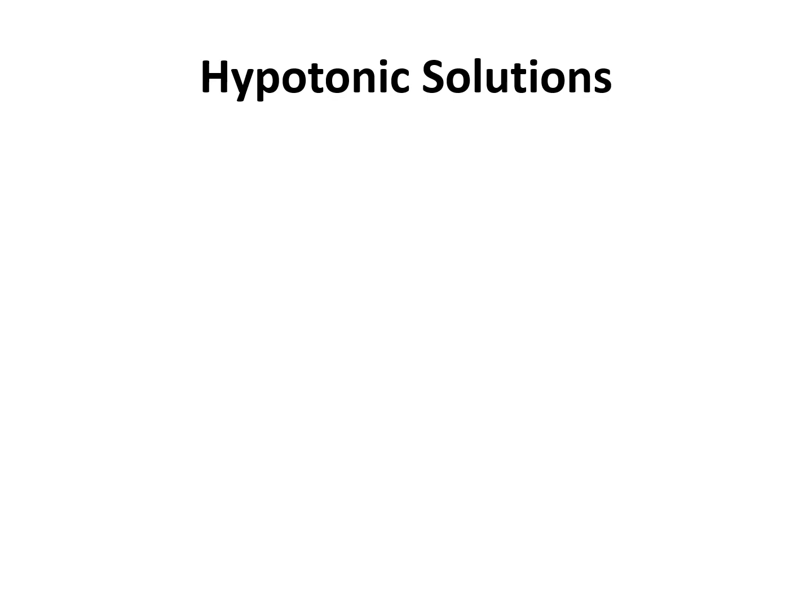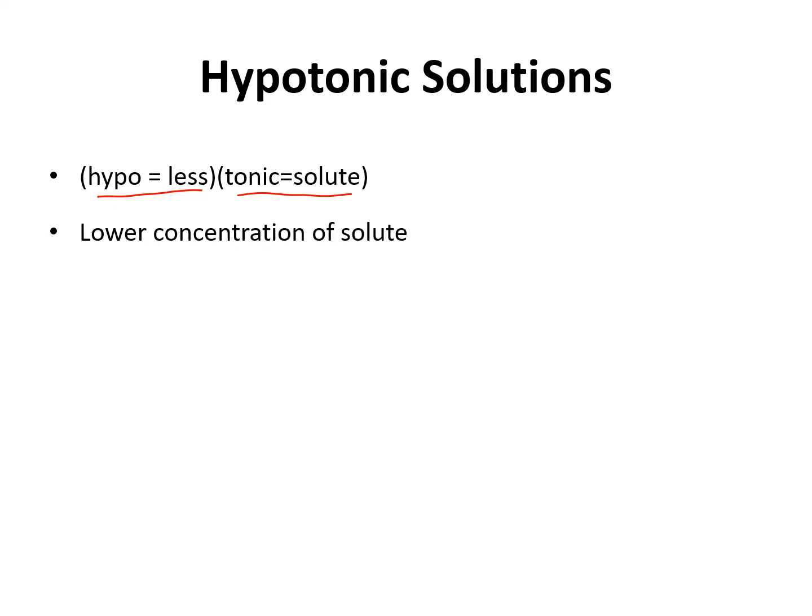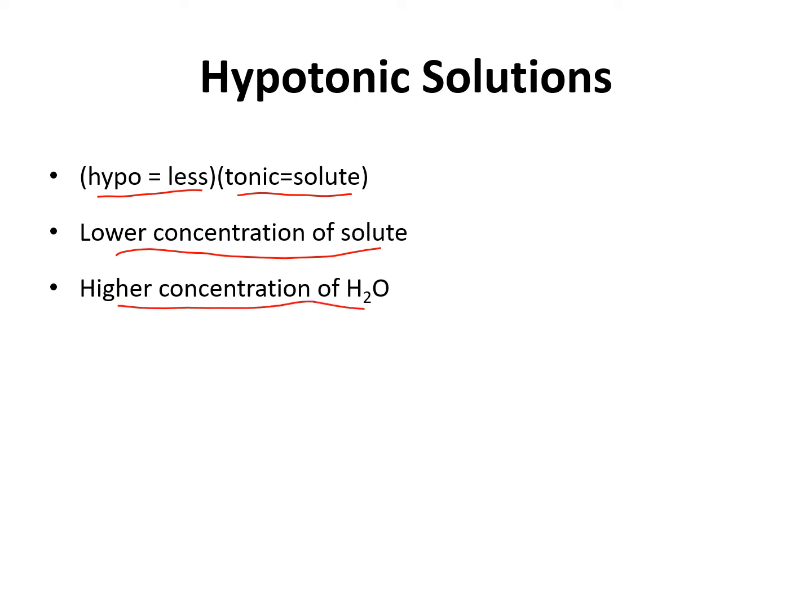So a hypotonic solution. Hypo means less, like hypothermia means that a person's body temperature is lower than normal. And tonic, of course, means the solute. And again, solute, that is the substance that's dissolved in the water. So the hypotonic solution is one with the lower concentration of solute. And if it has the lower concentration of solute, that means it must have the higher concentration of water.